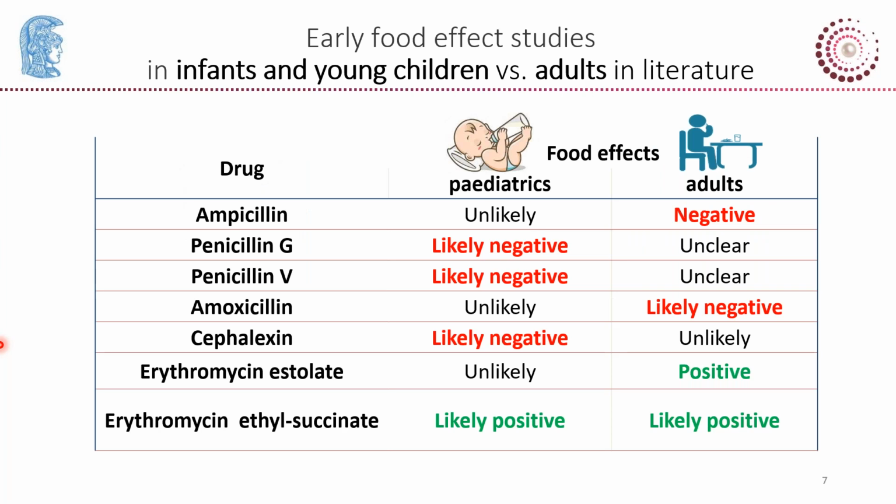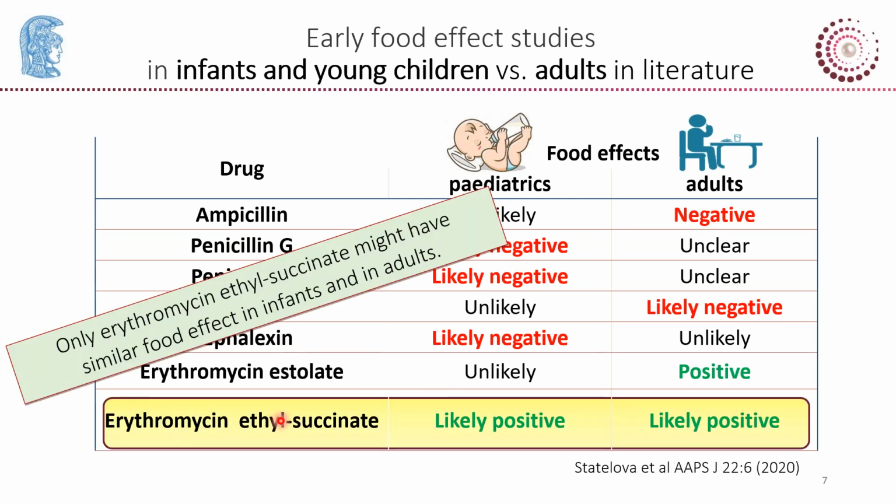The outcomes of these food effect investigations for the 7 antibiotics tested are summarized in this slide. As we can see in this slide, the food effects for pediatrics and adults are not always the same. So, as we can see, only erythromycin ethylsuccinate seems to have comparable food impact in infants and in adults. This data, however, should be interpreted with caution, as the majority of this data have been collected more than 40 years ago.